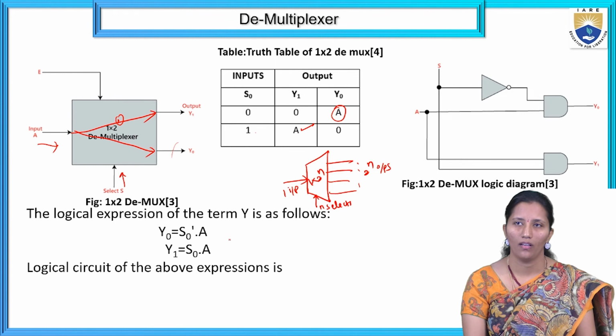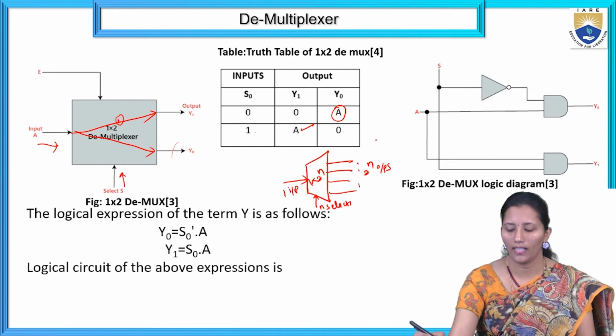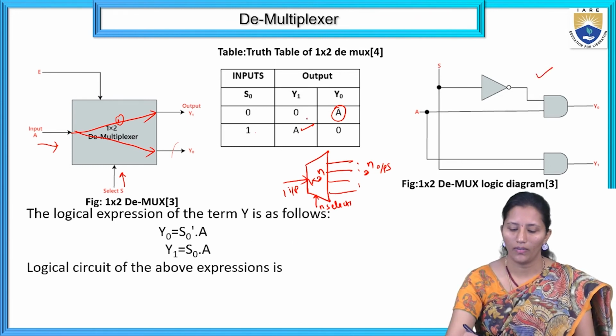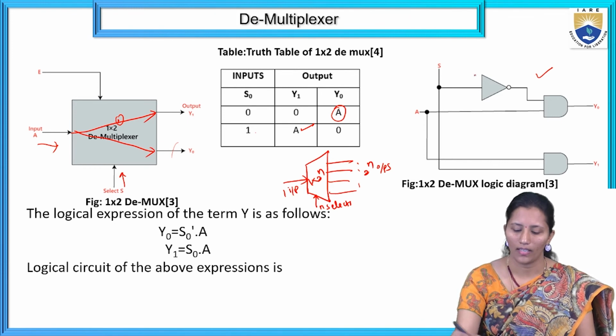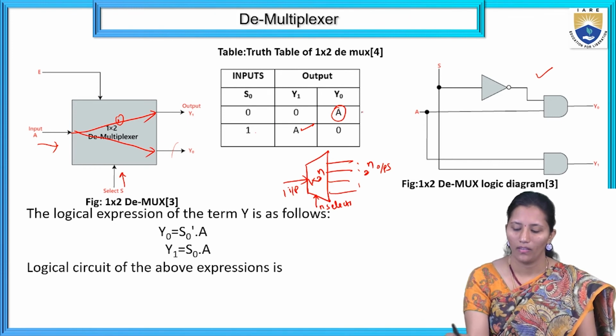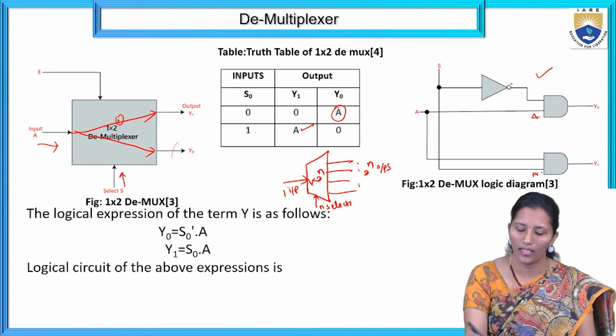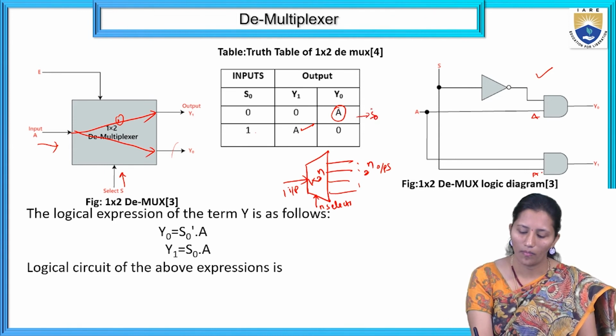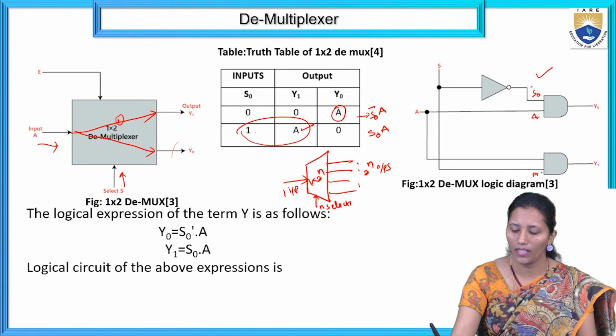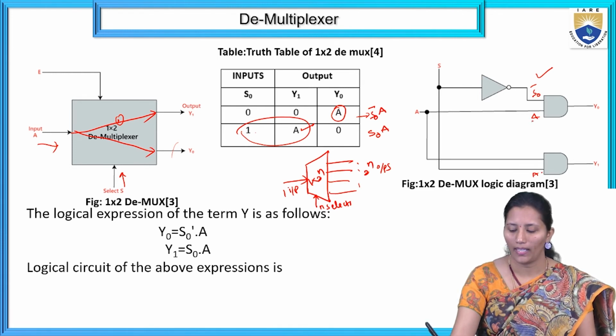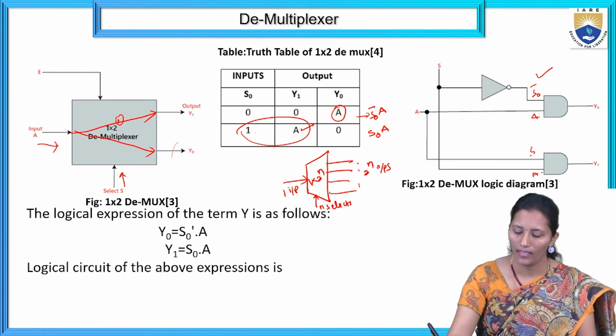If we realize that in a logic diagram, here we write S0. A will be given here and A will be given to the other AND gate. The terms are S0 bar A and S0 A. If we give S0 to the inverter, we get S0 bar and A, and directly we get A and S0.